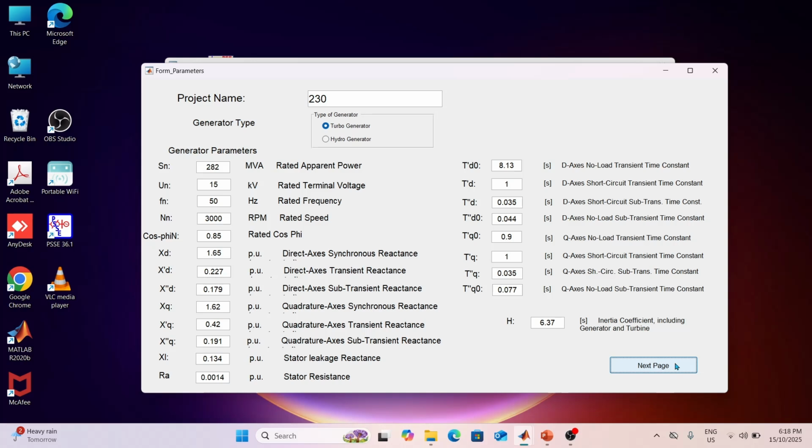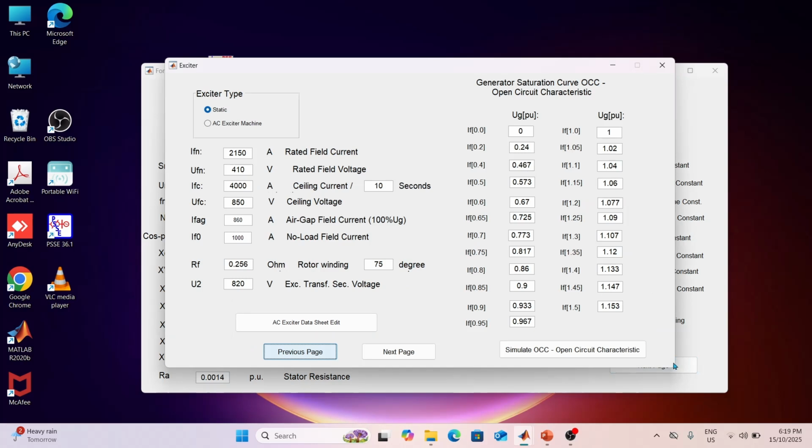After an overview of the generator parameters, we also need to review the exciter parameters. Click on the next page to open a new form with exciter parameters, which includes rated field current, rated field voltage, ceiling current and its duration, ceiling voltage, air gap field current, no load field current, rotor winding resistance at certain degree, and excitation transformer secondary voltage.